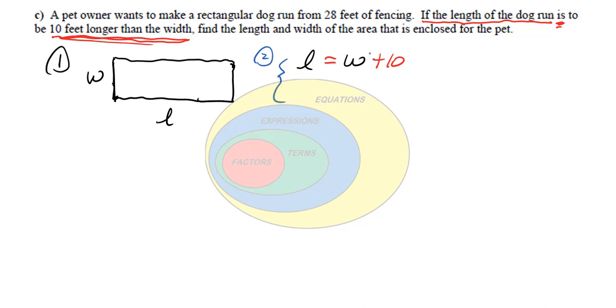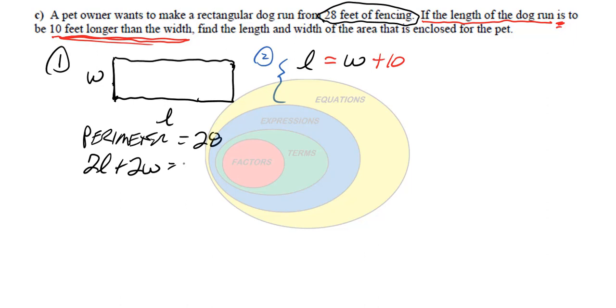And then the other relationship comes from the idea that we want to make a rectangle with 28 feet of fencing, and the 28 feet of fencing means that the perimeter is 28 feet. So for the perimeter, we have a formula: 2L plus 2W equals 28. That's going to be our equation. The perimeter takes twice the length and twice the width, and that would be the total distance around. So this would be 2 times L plus 2W is supposed to equal 28.